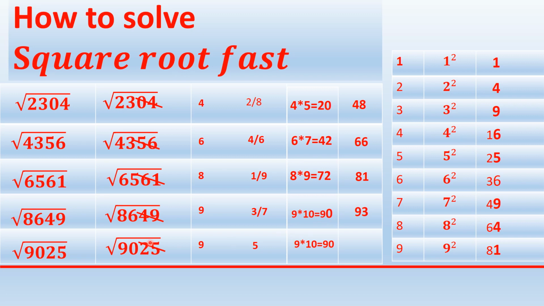So whenever the two numbers are equal, we pick the one which is bigger or equal. So we have no option but to pick this number again, 95. So the square root of 9025 is 95.